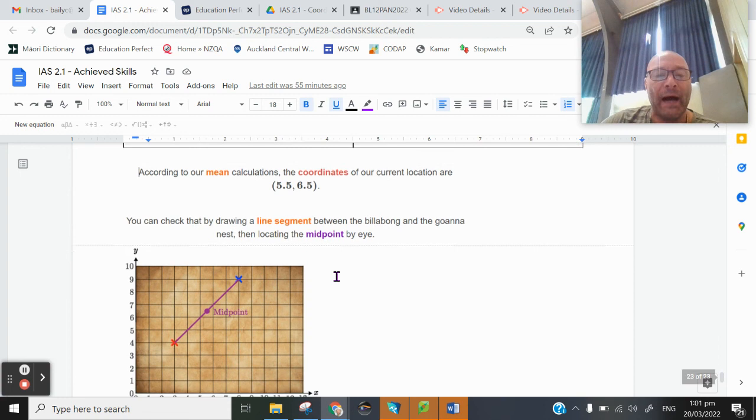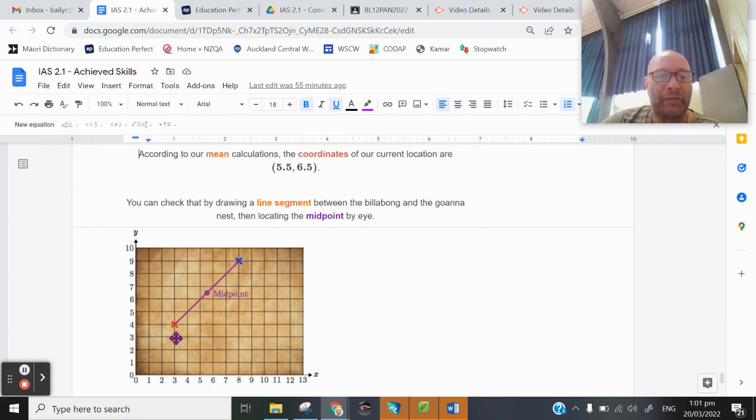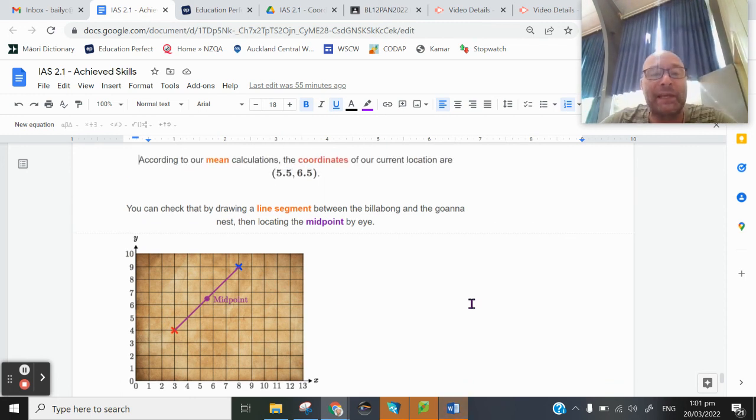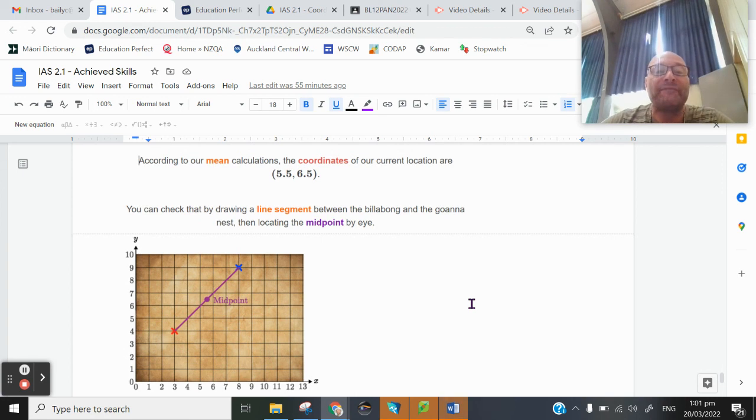And you can check that by drawing the line segment. There's my 3, 4, and there is the 8, 9, and 5.5, 6.5. There's 5.5, up to 6.5, and there is the midpoint. So there's our third skill for coordinate geometry, finding the midpoint of a line segment.